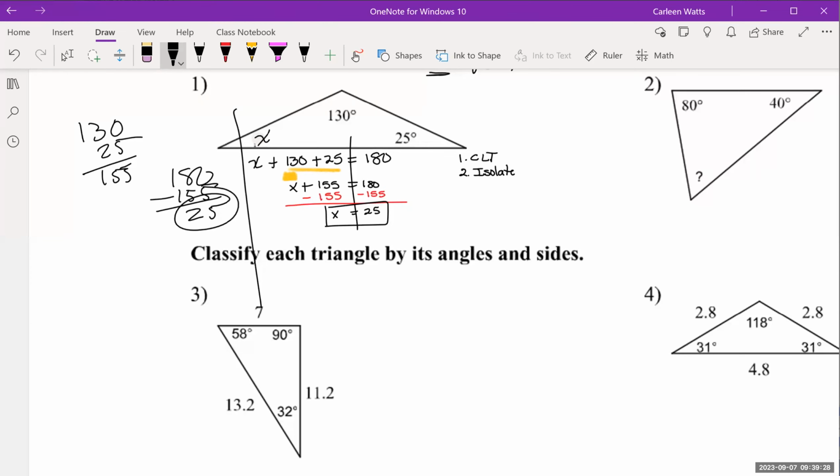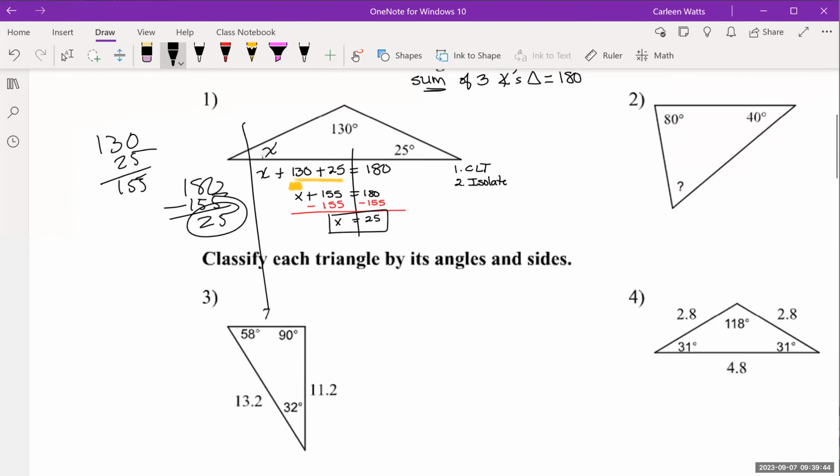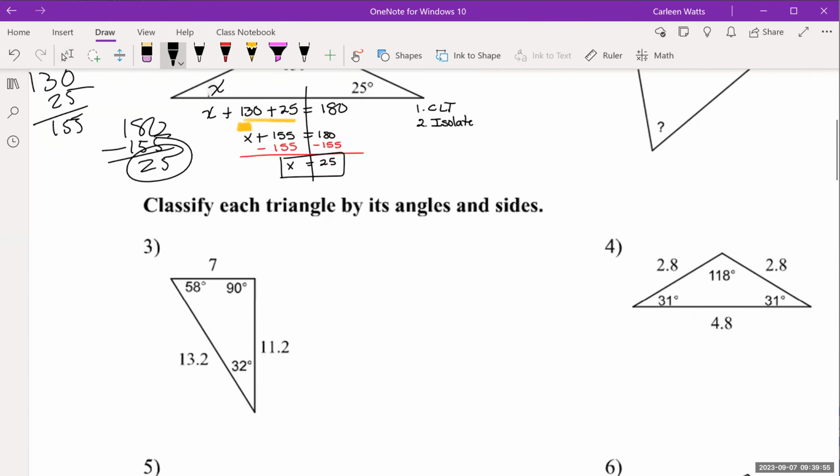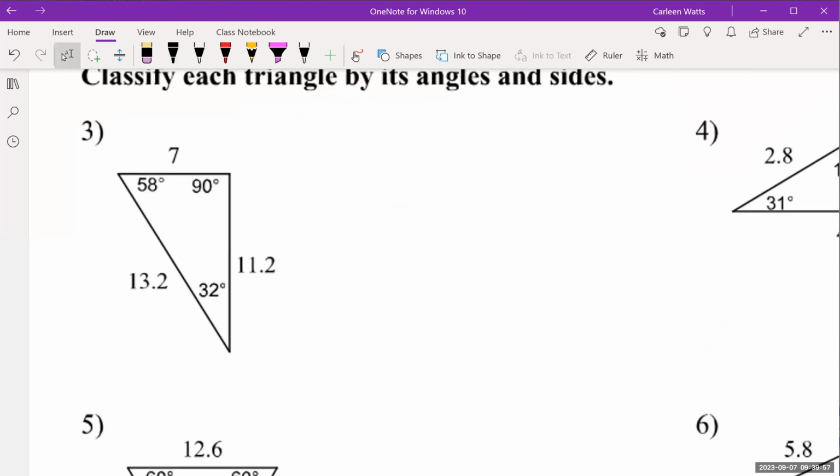So whichever method you do, I know it's annoying, I need you to show your work. Either just add and then subtract. Probably no one's going to do the equation, but at the end of the packet, we're going to be solving equations, so that's why I did it that way. Okay, number 2, you're going to do on your own, or we request it and we'll do it at the end. Okay, number 3.